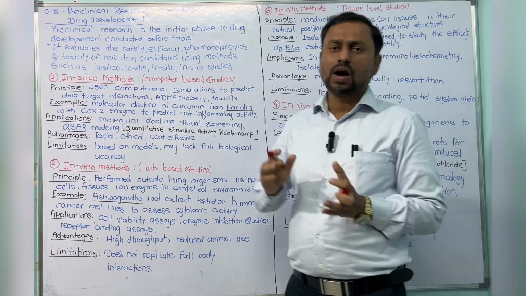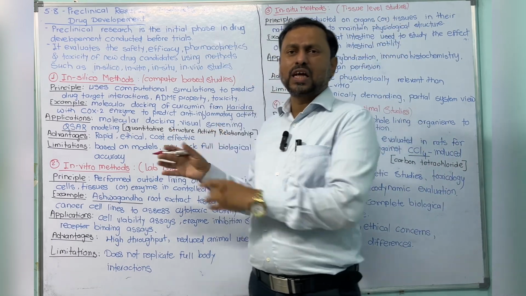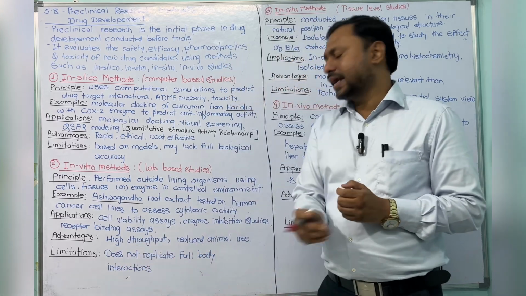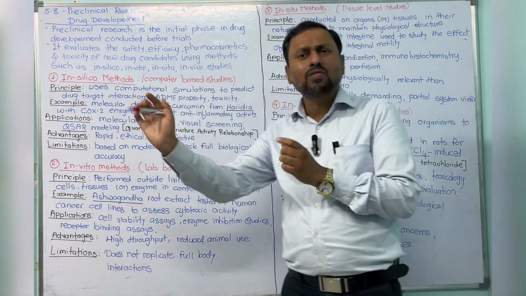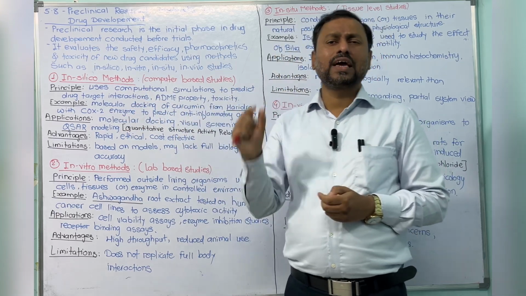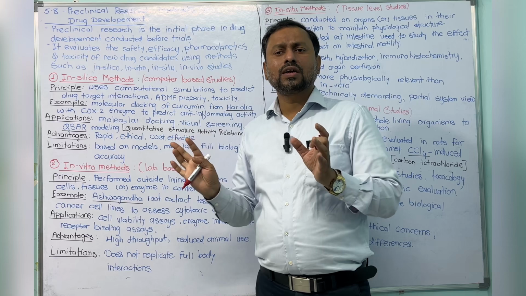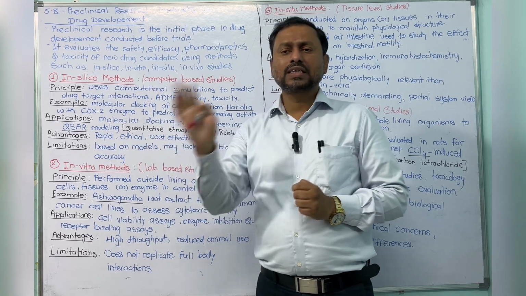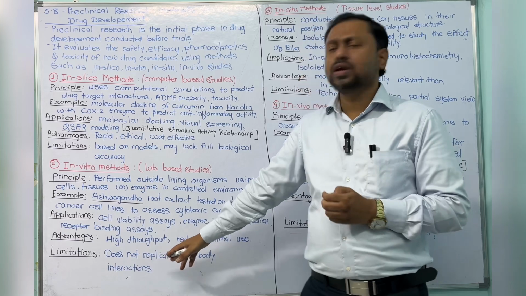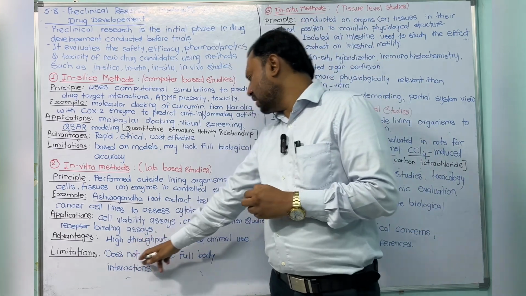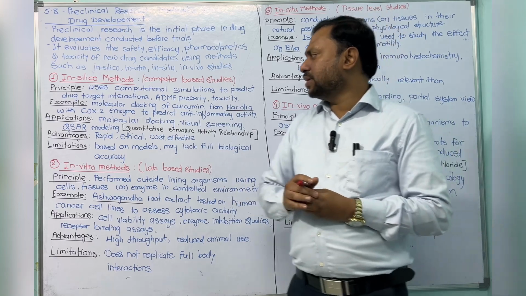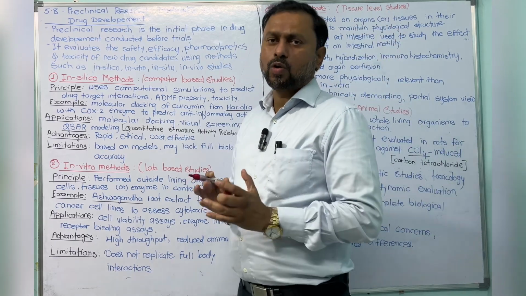Now the limitations. What are the limitations? Why do some people not believe in it? It does not replicate full body interactions. It means you are separating only cells, tissues, or enzymes. We cannot completely tell whether the drug is acting or not, because we are simply testing on only simple cells. That's why it does not replicate full body interaction. This is one of the limitations of the in vitro method.